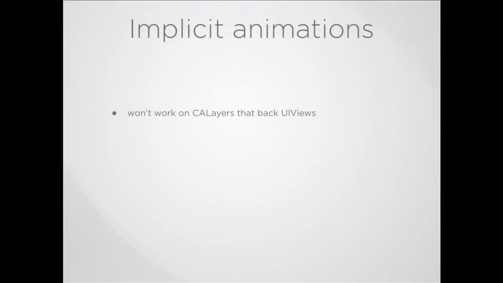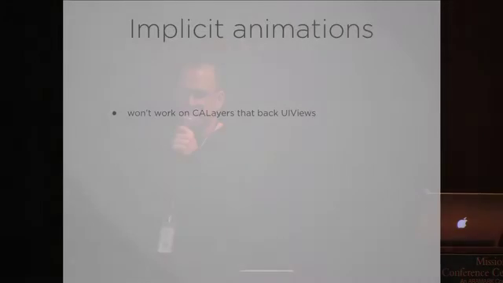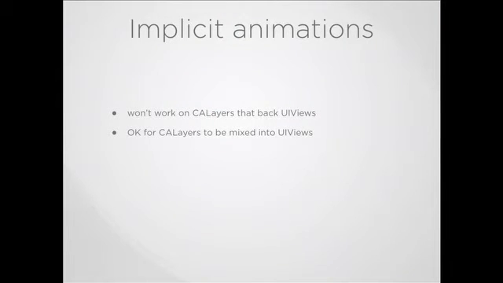But there's some things that it won't do. So I'd mentioned that every view in UIKit is backed by a layer in core animation. But those layers can't take advantage of this implicit animation. You have to have layers that are just by themselves. So you can't have a view without a layer, but you can have a layer without a view. And it's all right to mix and match these things. So you can create a view so that you have things like touch interactivity on it. Then you can add a bunch of layers to it, and then those layers can be implicitly animated.